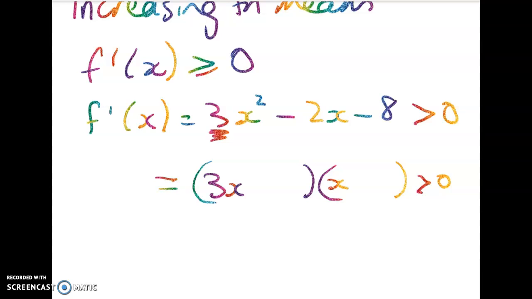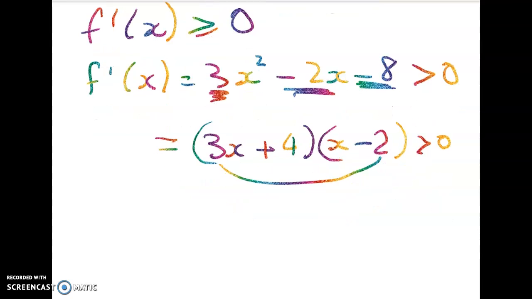I've got 3x times x here. I want to have minus 8 here. So just looking at it, let's try 4 and 2. Of course you're watching this going, yes, well she knows that because she's done it beforehand. I think this is one that you can all get pretty easily. So that gives me minus 6x plus 4x, which is going to match up here. And I'm looking for where this is positive.